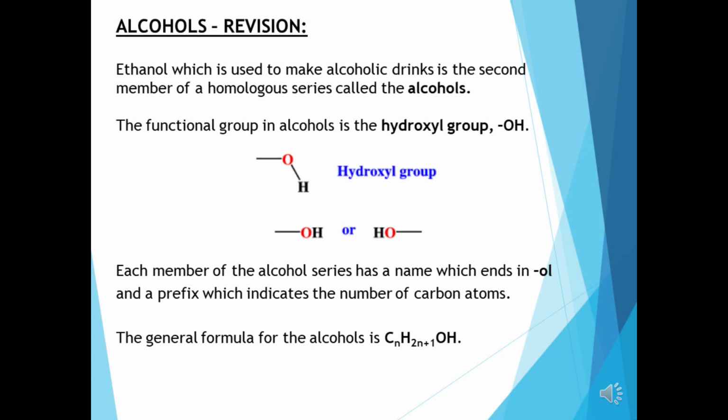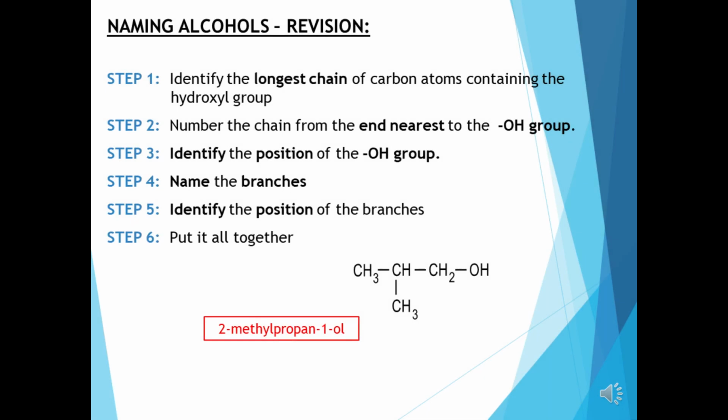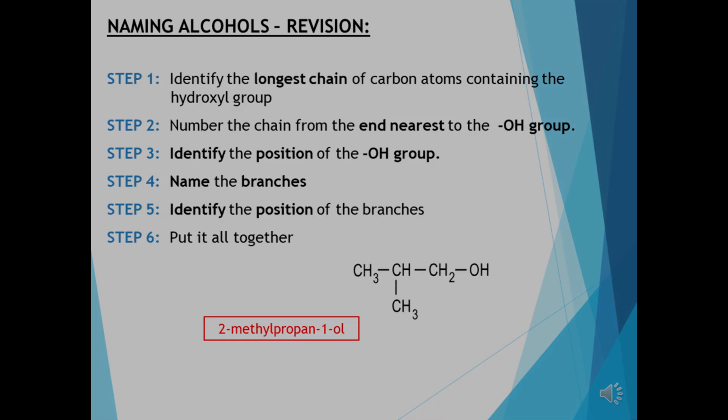So alcohols. All alcohols are another homologous series. They have the same general formula, CnH2n+1OH, with the OH known as the hydroxyl group. Each member of the alcohol series starts with a prefix, meth, eth, prop, and so on, to indicate the number of carbon atoms within that particular alcohol. Alcohols can be straight chain or branch chain, and the position of the hydroxyl group can change. So there are steps to naming alcohols.